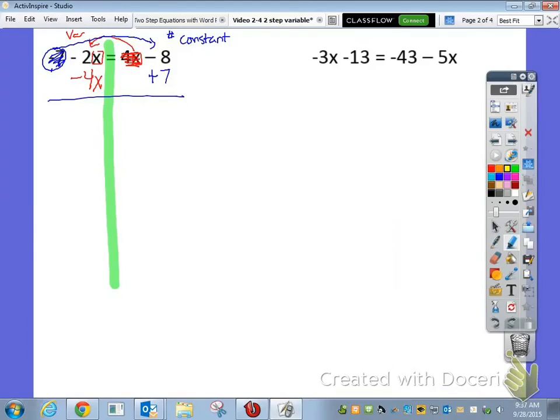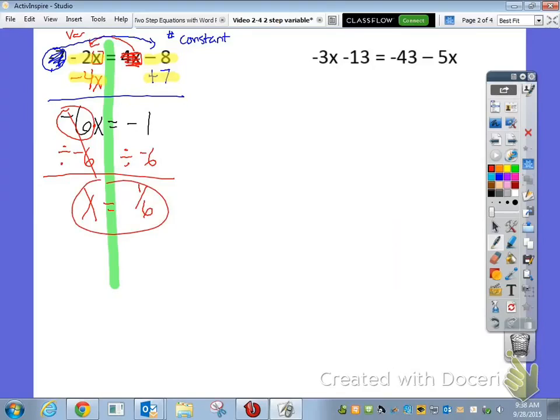Now we can combine like terms. So -2 minus 4, that is -6x, equals, and then I have -8 plus 7, which is -1. Okay? And that means multiplication, so I need to divide. And I'm going to divide by the exact same number that's by the variable. So I'm going to divide by -6. Those cancel out. X equals, and then you have +1/6, and that's your answer.